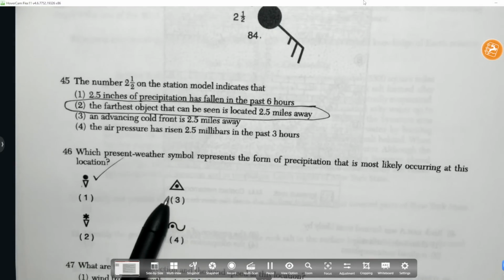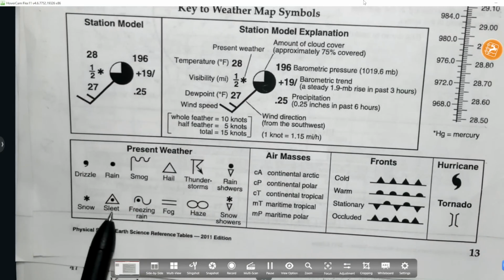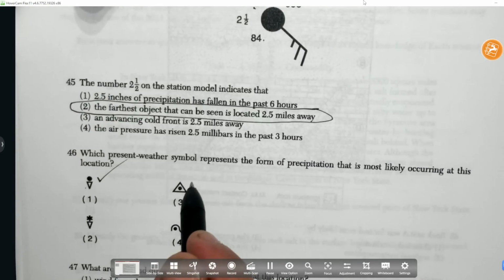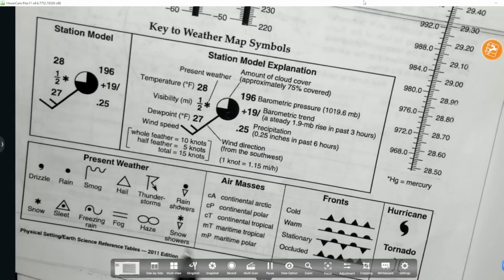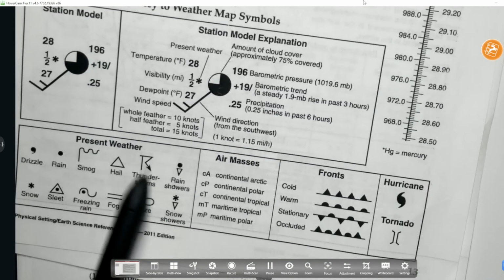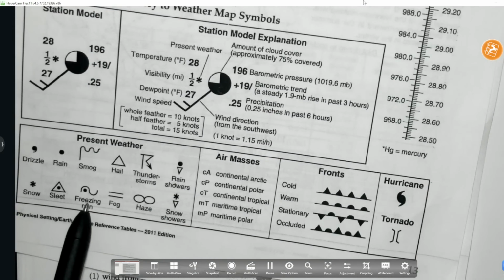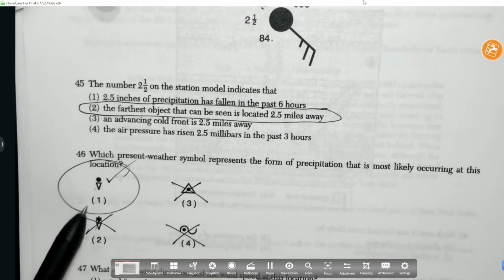This one that kind of looks like the Illuminati symbol, triangle with the dot in it. That is sleet. No, we're not going to get sleet in 86 degree weather. This one, snow showers. No, again, we're not getting that. This one, freezing rain. No. So our answer has to be number 1.